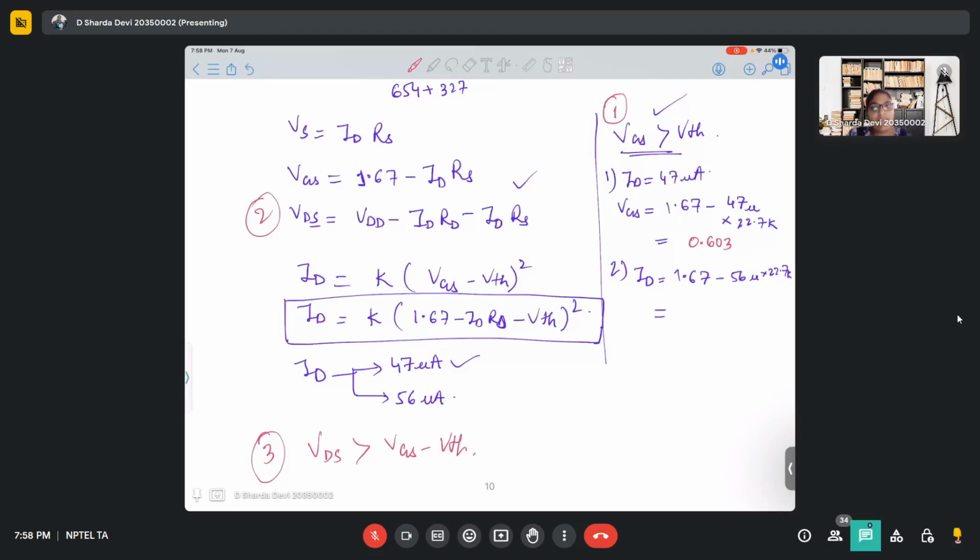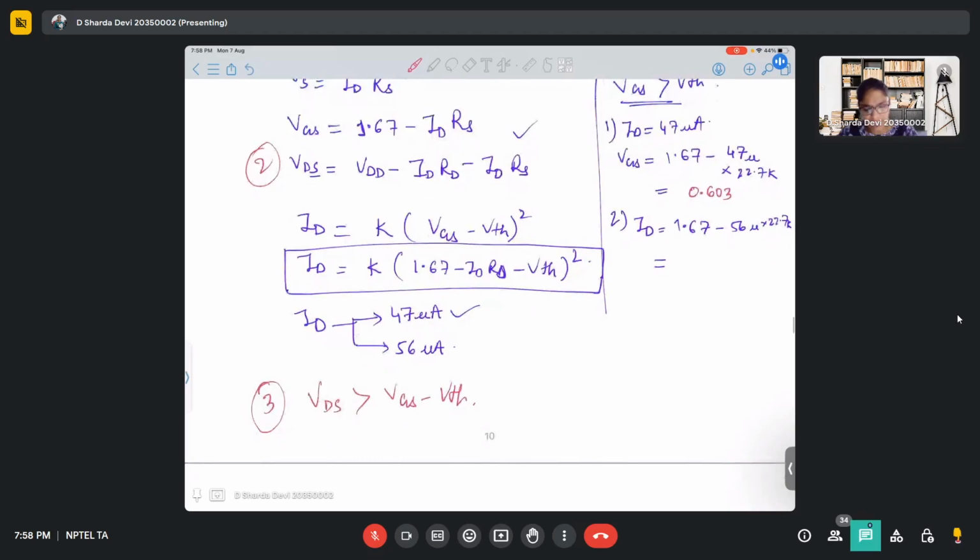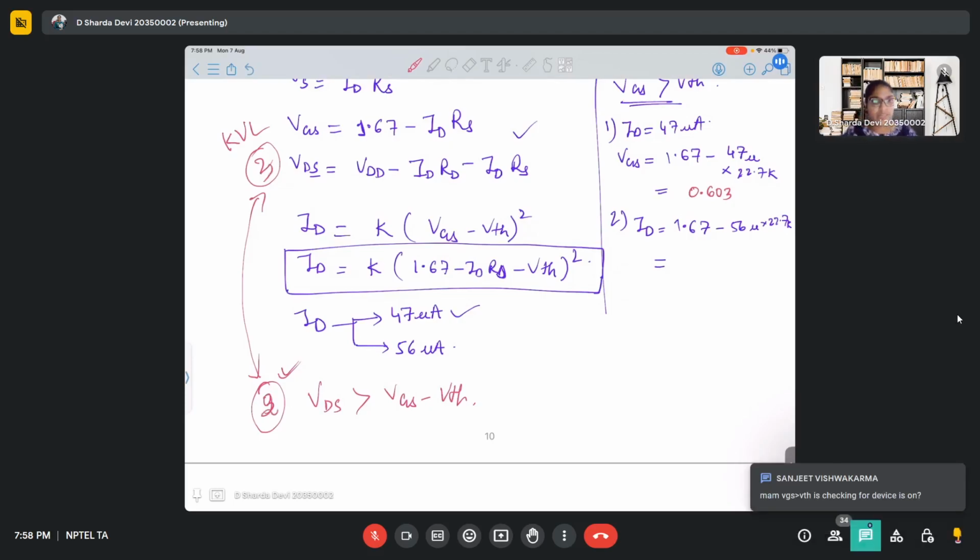So we should always start by checking this first condition, that is VGS greater than VTH. Then we should move ahead with the VDS condition, that is VDS should be greater than VGS minus VTH, which is the saturation condition. So first you should always check the turn-on condition. Then these two are the same thing: this is for saturation, this is KVL. You can go for any of them, but this should be second and this should be third.